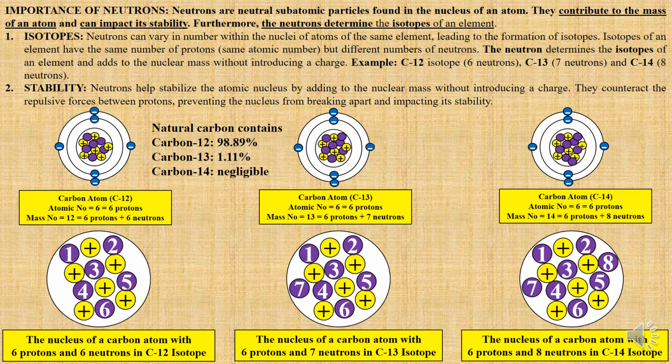And of these 3, C12 isotope is the most stable, as you can judge from its content, and C13 is less stable, and the least stable isotope of all is the C14. And neutrons also contribute to the stability of the atom. So neutrons help stabilize the atomic nucleus by adding to the nuclear mass without introducing a charge. And most importantly, they counteract the repulsive force between the protons, preventing the nucleus from breaking apart and impacting its stability.